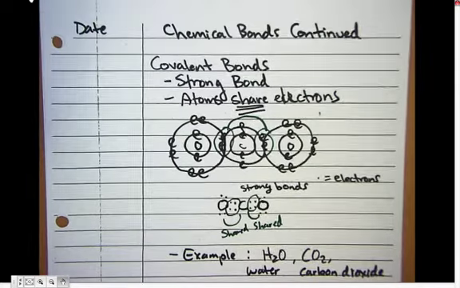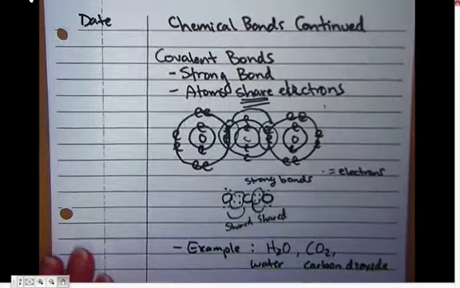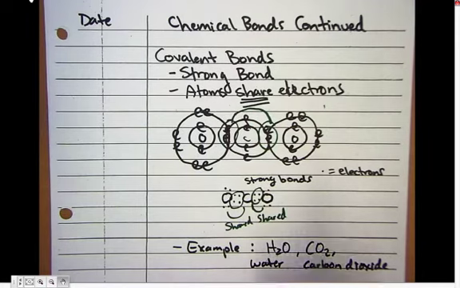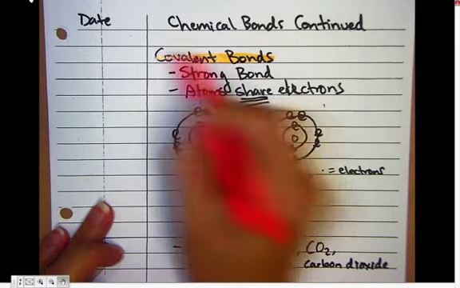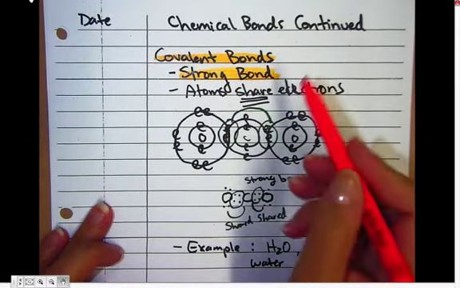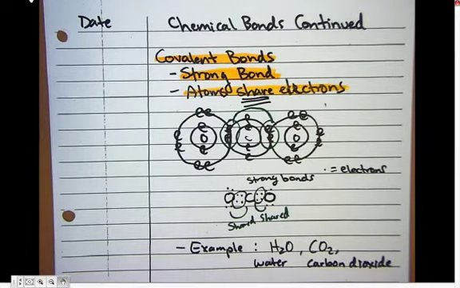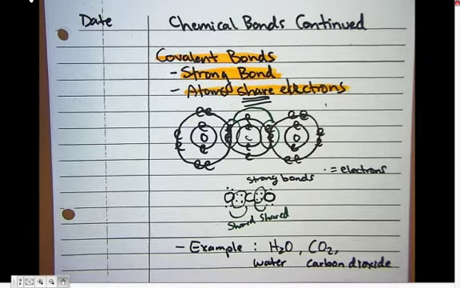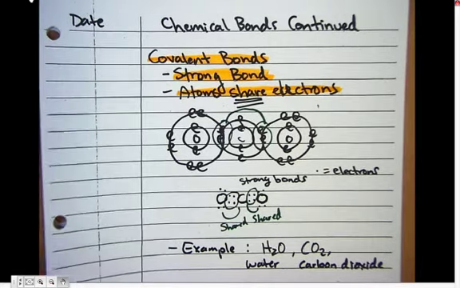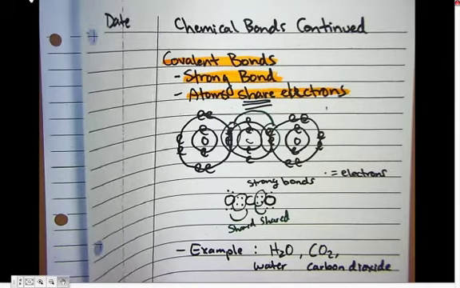So the important part that you need to know here is that covalent bonds are strong bonds, and that atoms share electrons. Okay? And you can write that down and highlight it, because those are important. Okay, let's move on to the next one.